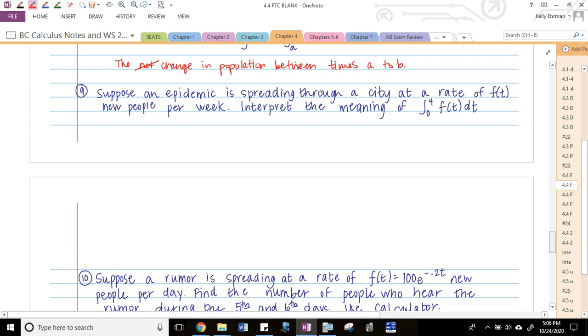Suppose an epidemic is spreading through a city at a rate of f of t. Huh, new people per week. That hits home, doesn't it? Interpret the meaning of the integral from 0 to 4 of f of t dt.